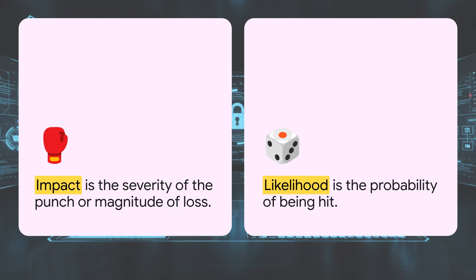Likelihood, on the other hand, is the probability of actually being hit. Many organizations make the mistake of obsessing over just one of these. If you only focus on impact, you're going to chase extremely unlikely, scary scenarios and paralyze your business. But if you only look at likelihood, you ignore the catastrophic events until it's way too late. You need both to measure true risk.